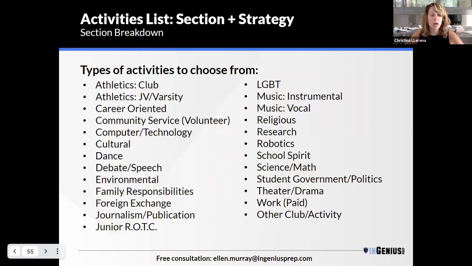This is a look at some of the activity types. There are quite a few. Really try to be as accurate as possible when you select these. Athletics, cultural, career, robotics, government, environmental, journalism, LGBT, all of it.